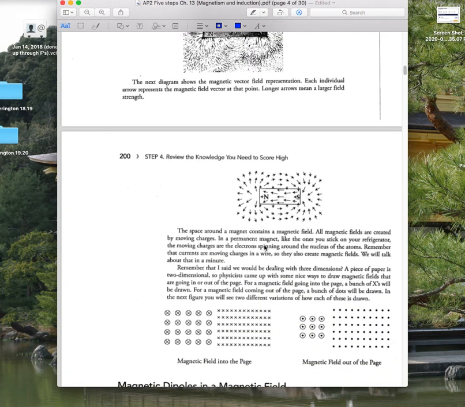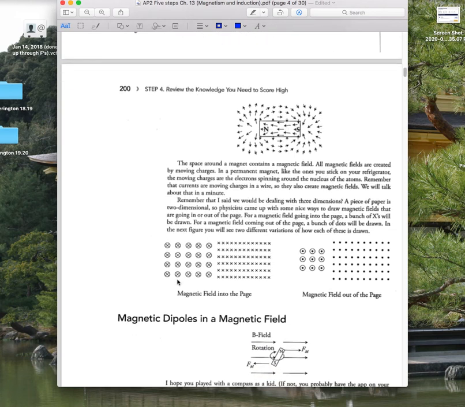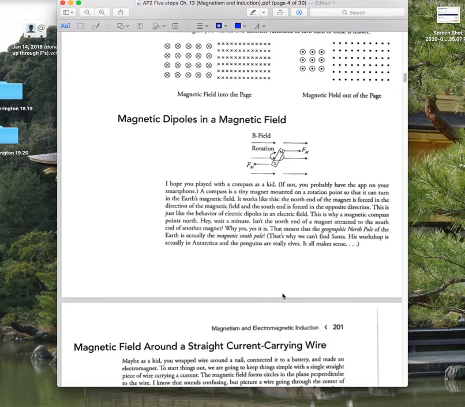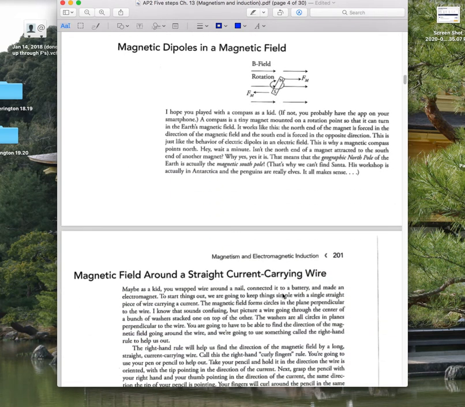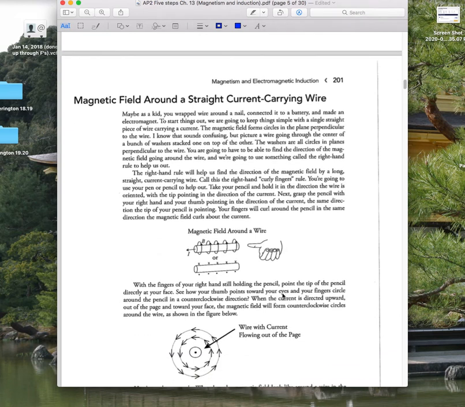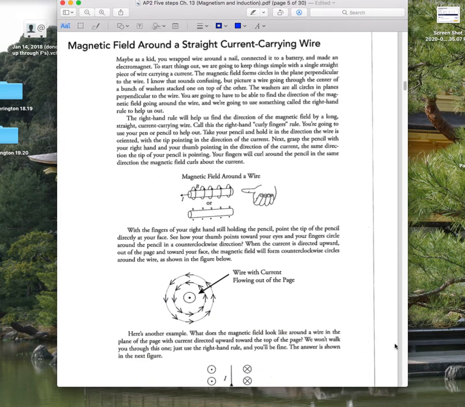Here they drew the arrows. Magnetic fields into the page, magnetic fields out of the page. Sometimes you'll see that as velocity or force also. So anything into the page is X's, out of the page is dots. But usually we think about that as magnetic field strength. Dipoles I don't think are going to be asked about that much. This one, let's go ahead and talk about.